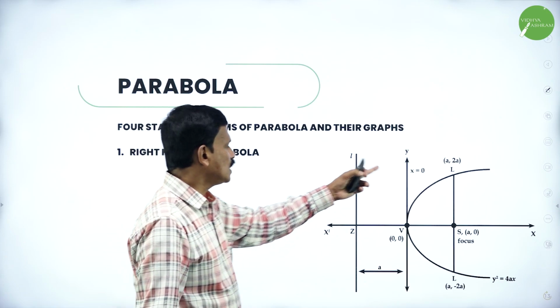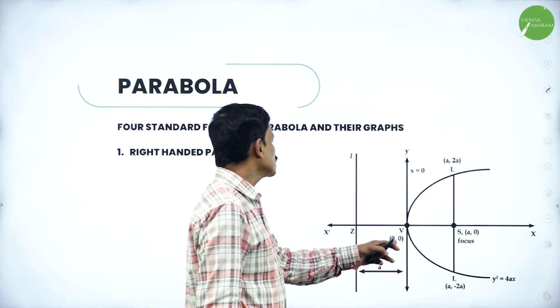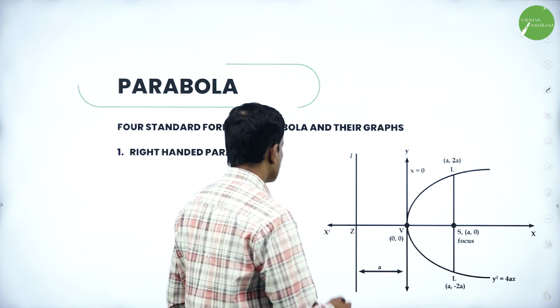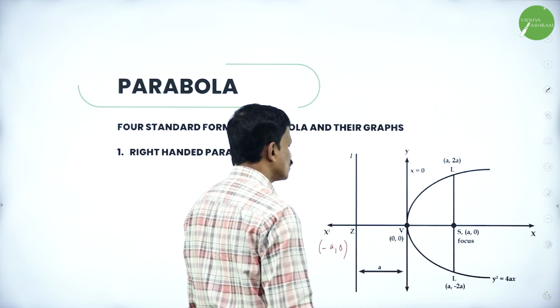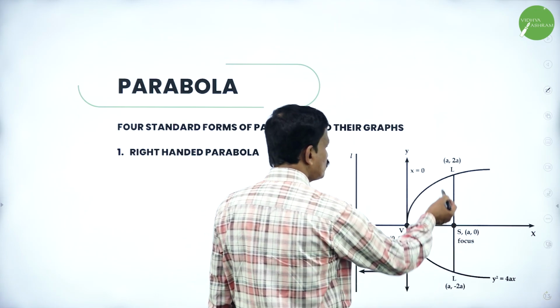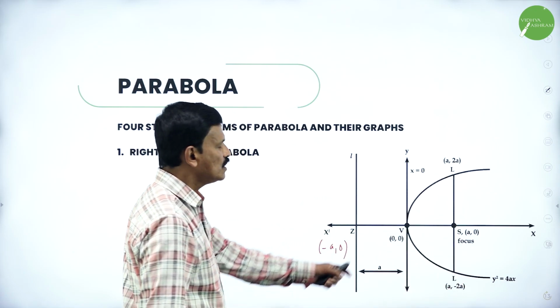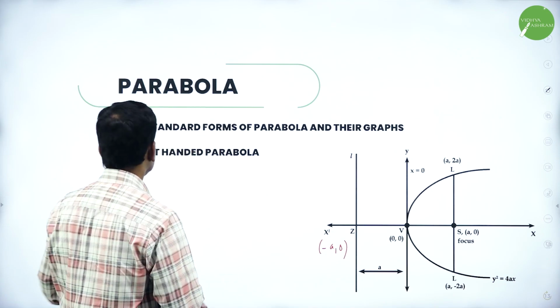Now here LL dash is the length of latus rectum, right? S is the focus and the vertex is 0 comma 0. The coordinates of the focus are a comma 0 and the vertex is 0 comma 0. And L is a comma 2a, L dash is a comma minus 2a, for the parabola y square is equal to 4ax. This is called a right-handed parabola.